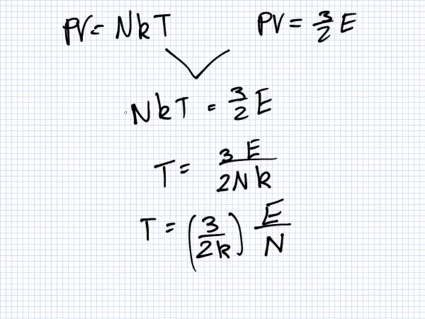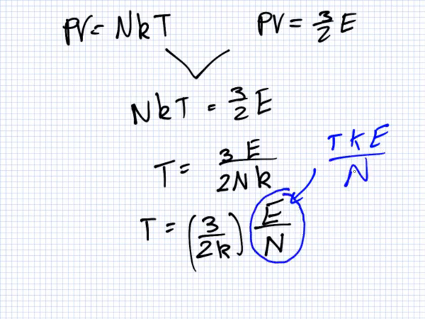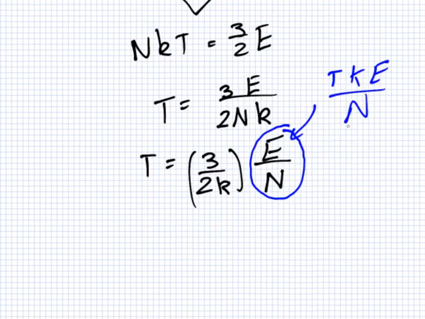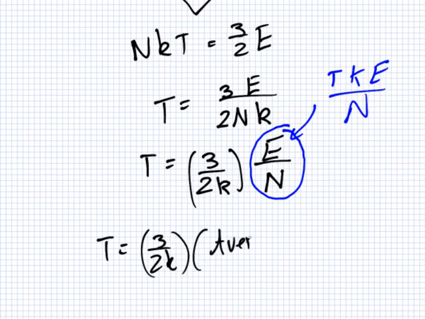Molecules, yeah, because, Amanda, I used K here. If N was number of moles, what do I put here? R, yeah. Okay, now, what did we say the E was here? This is total kinetic energy. So what do you think this means? Total kinetic energy divided by N. What would that mean, do you think? Energy for each molecule. So you could say T equals 3 over 2K times average kinetic energy per molecule.